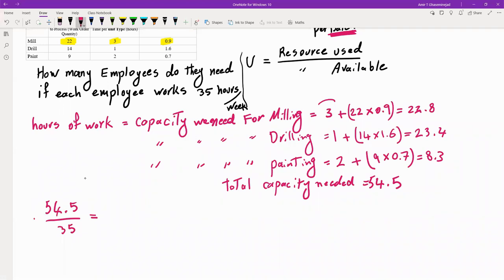You need 1.5571, so 2 employees. Exactly. Therefore, we need 2 employees.